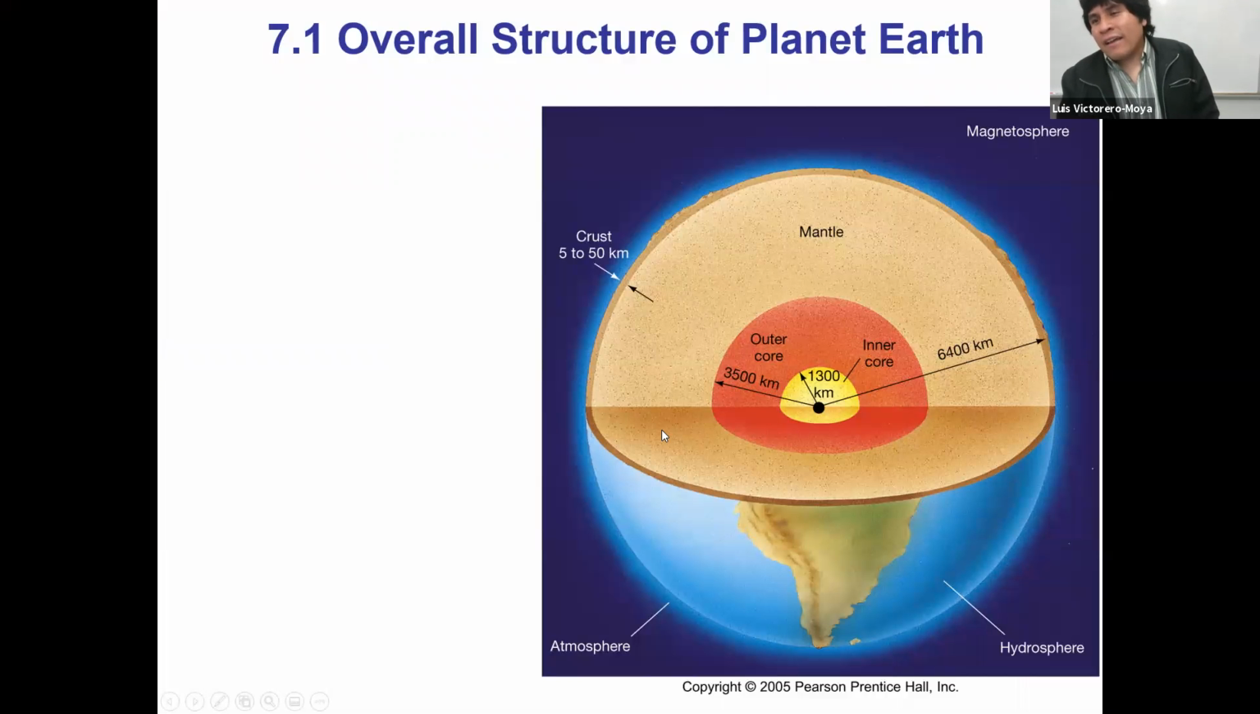So the radius of the Earth is around 6,400 kilometers. More than half of it is the core, the outer core, right? The inner core is just 1,300. And look at the crust. It's almost nothing, right? So it's very important that you guys remember that.